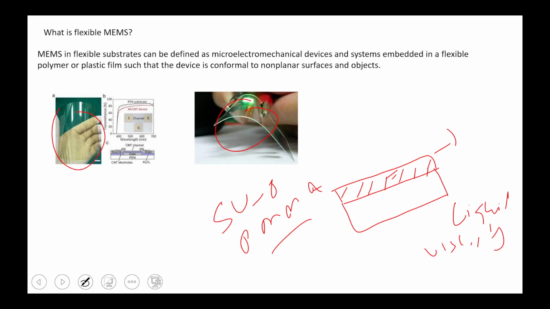This is my polymer substrate, and I have made devices on this substrate. When I bend this substrate, like this, and after bending I remove it again, it comes back to its original form.